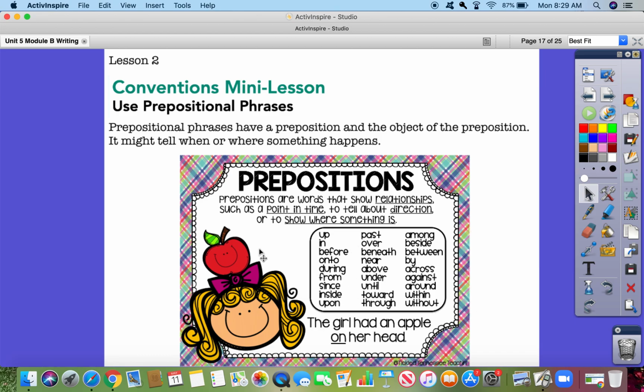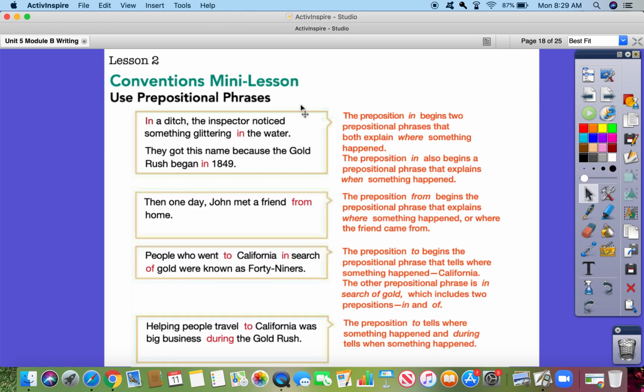So if you look at this example, it says, the girl had an apple on her head. The word on would be the preposition. It's showing us where the apple is. Use prepositional phrases. In a ditch, the inspector noticed something glittering in the water. They got this name because the gold rush began in 1849. The preposition in begins two prepositional phrases that both explain where something happened. The preposition in also begins a prepositional phrase that explains when something happened.